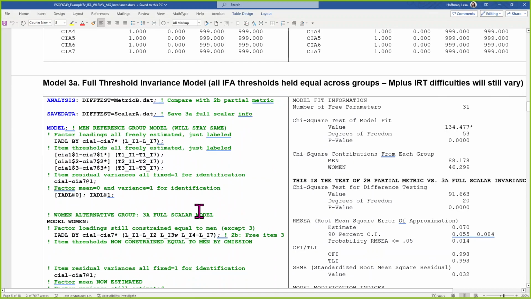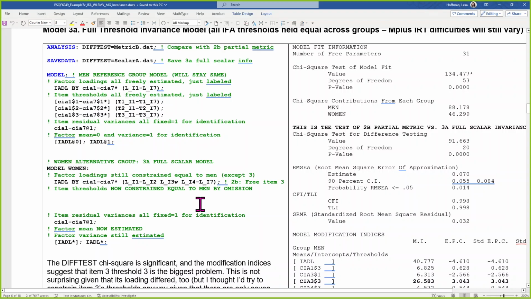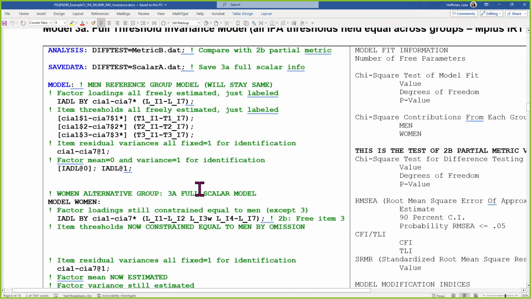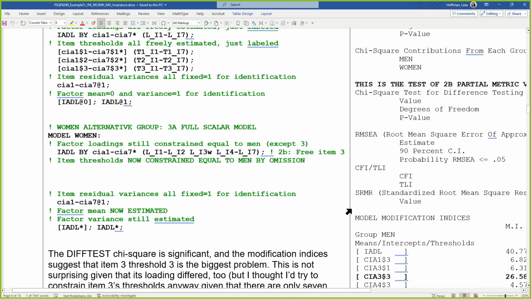Now we're up to scalar, threshold time. Okay, we're going to play Where's Waldo with the code. Scalar A is what I'm saving this model as. I'm comparing it back to the partial metric invariance model where item 3's loading is free, but the rest are constrained. Now, what did I have to change in the code? This is a different one. In order to enforce scalar constraints, what did I change?